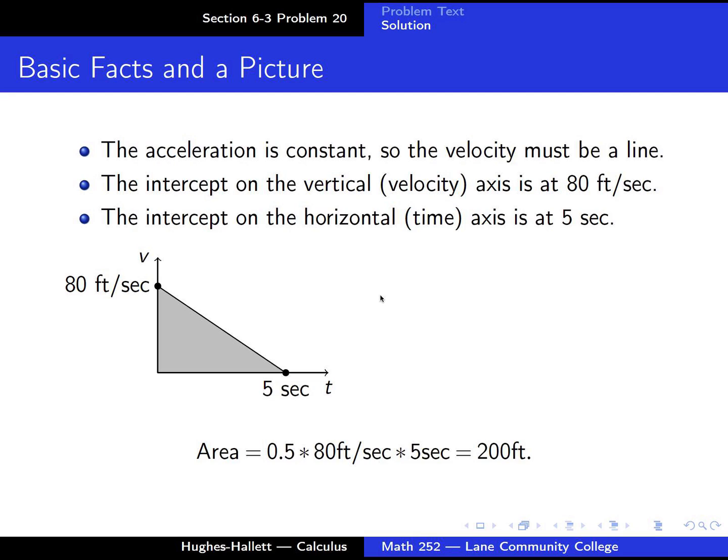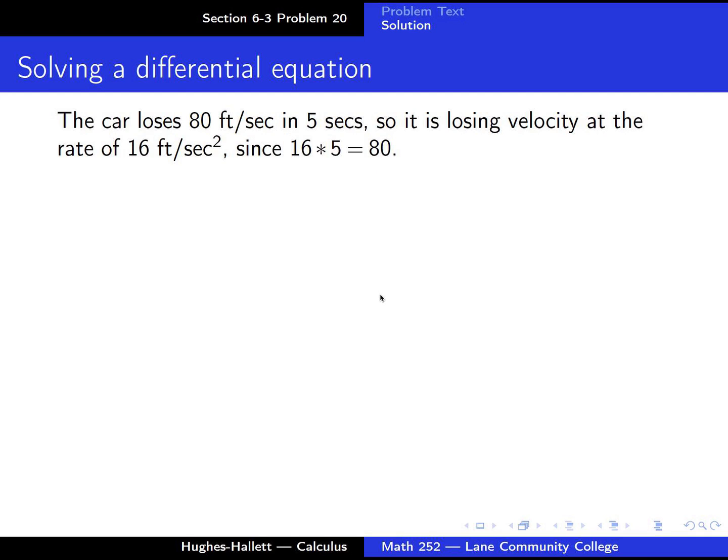We've done the first 3 parts of the problem. Now let's look at the last part where they ask us to do anti-differentiation. So we're basically solving a differential equation. We know that the car manages to lose 80 feet per second in 5 seconds. In those 5 seconds, it goes from 80 feet per second to 0 feet per second. And we know it's losing velocity at a constant rate, so that rate's got to be 16 feet per second squared, since 16 times 5 is 80, and it's got to lose those 80 feet per second in 5 seconds.